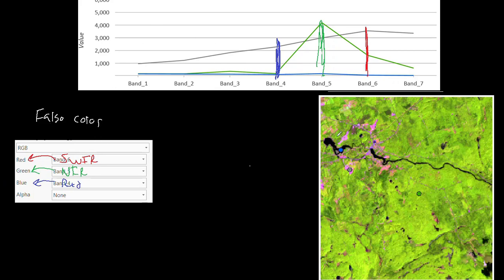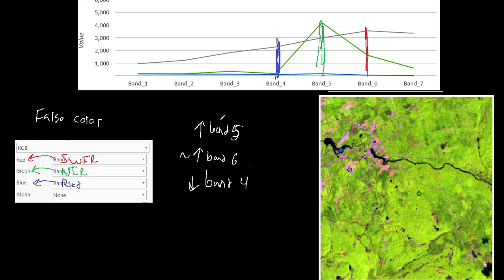But vegetation still looks green. Well, why does vegetation still look green? You're thinking, oh, it shouldn't. It should only look green in natural true color. Why does it look green here? Well, let's take a look at the spectral profile. We have high reflectance in band 5. We have moderately high reflectance in band 6. And we have low reflectance in band 4.